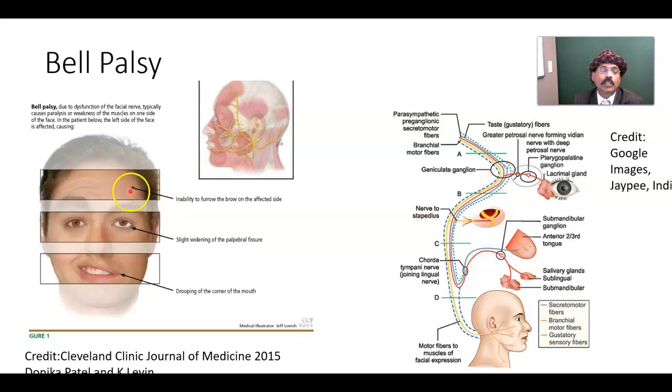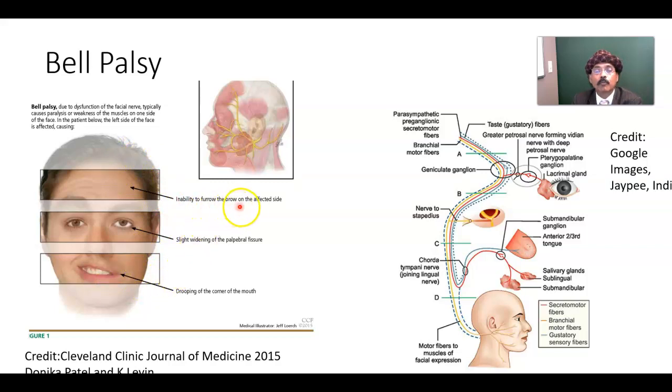This part is spared. But in Bell palsy, which is a lower motor neuron lesion, it will involve the entire face. This part is not spared. It is spared in case of upper motor neuron lesion. But Bell palsy is a lower motor neuron lesion, so the entire half of the face will have the effect of paralysis of the facial nerve.